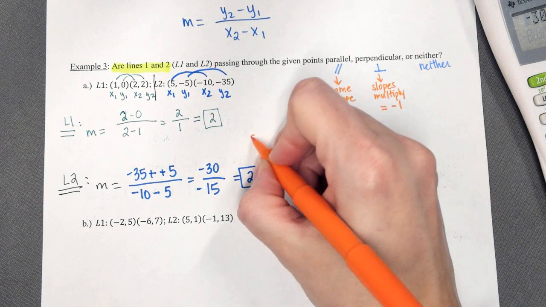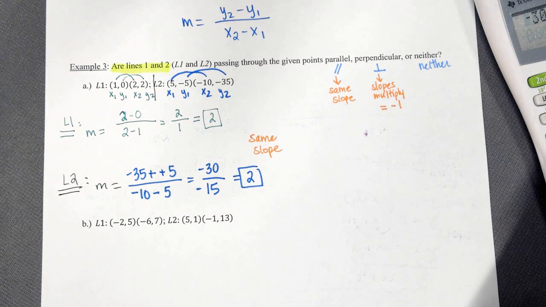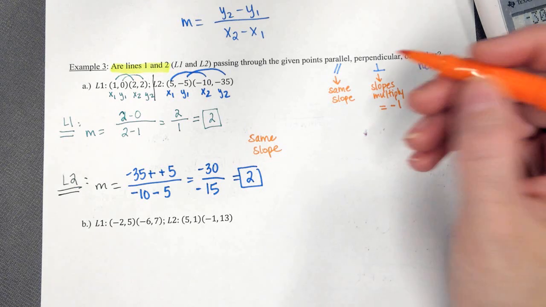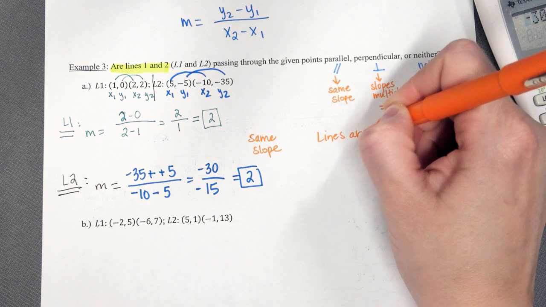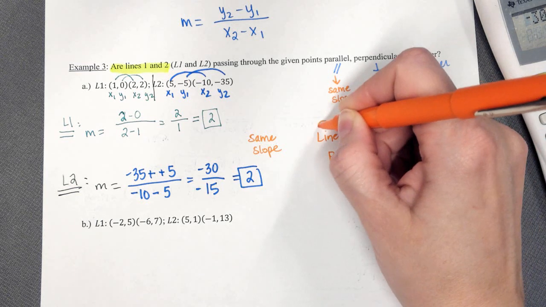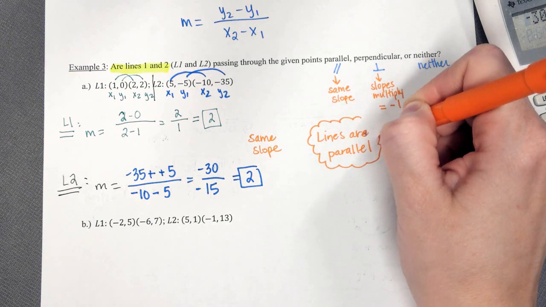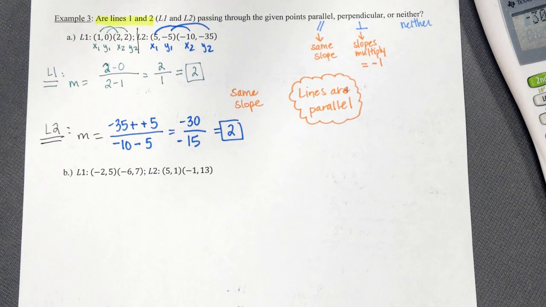So if it's the same, okay, then we say the lines are perpendicular. Oh yes, sorry, the lines are parallel. Thank you. Yep, the lines are parallel. Thanks for being awake with me today. Yep, the lines are parallel.